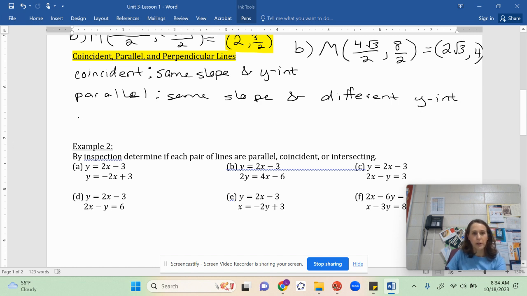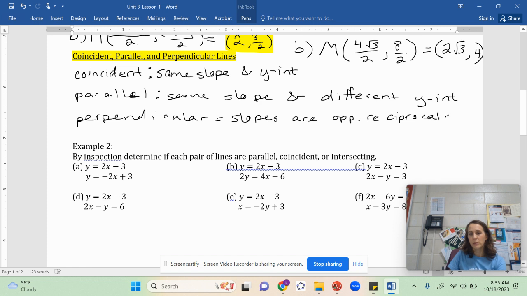And finally, perpendicular lines have slopes that are opposite reciprocals. So slopes are opposite reciprocals. You could also say that the product of the slopes is -1.